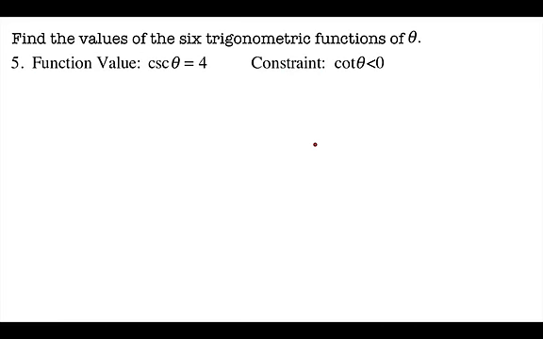This one is a little bit different, but nothing that is not doable. So here we go. It says the function value is cosecant of theta is equal to 4, and the constraint is that cotangent of theta is less than 0. You should know that cosecant of theta is r over y. That's why I have this. And then I can find x by using the Pythagorean theorem, or what you saw on that earlier slide, the trigonometric functions of any angle.